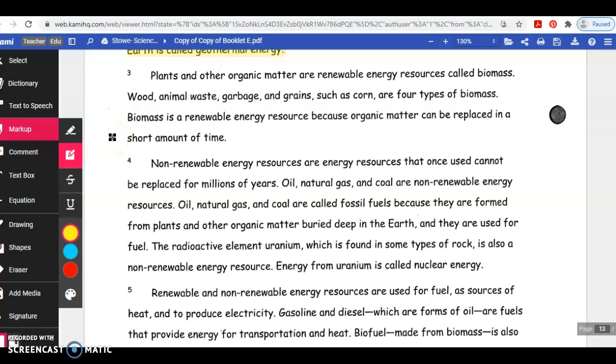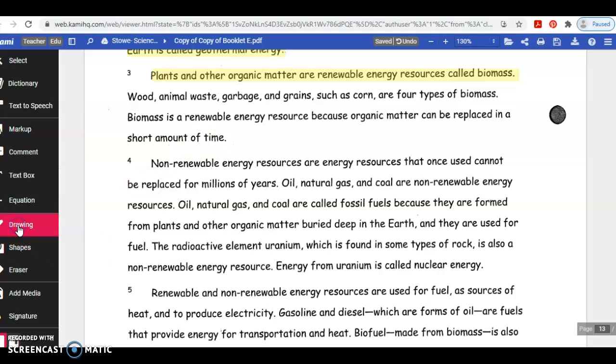What is the type of renewable energy described in this paragraph? Biomass. At the end of the first sentence, I want you to take your highlighter, and actually I want you to go ahead and highlight the very first sentence. In paragraph 3, plants and other organic matter are renewable energy resources called biomass. And then what are some types of biomass?